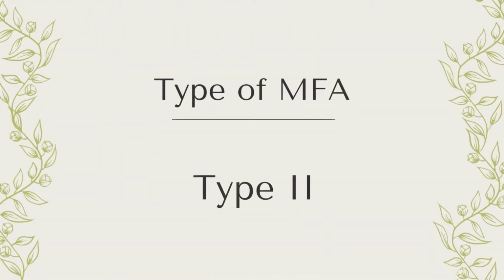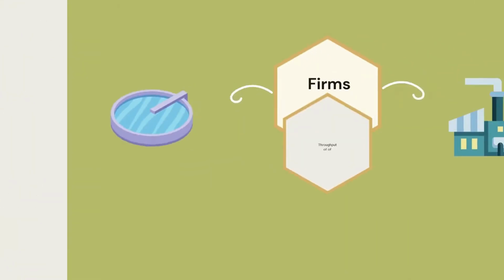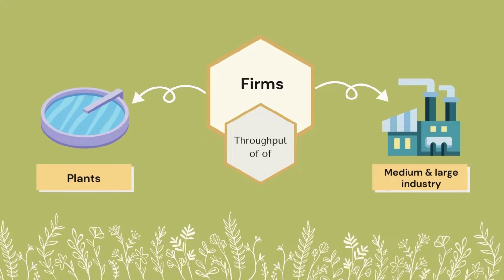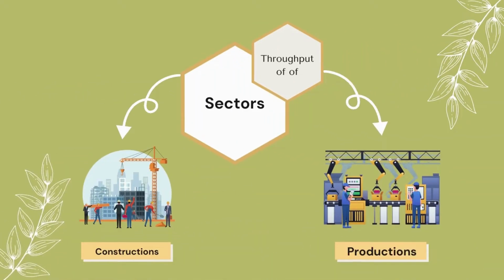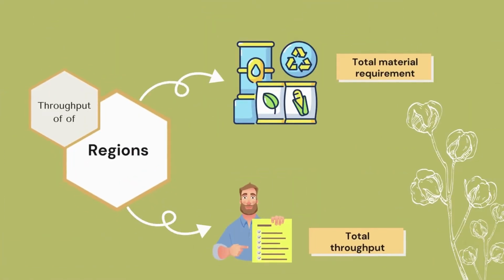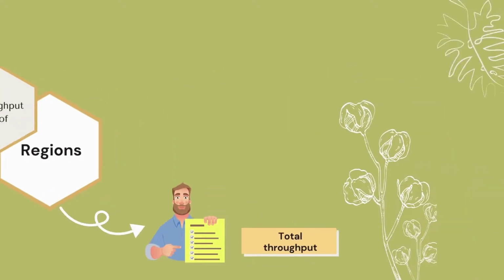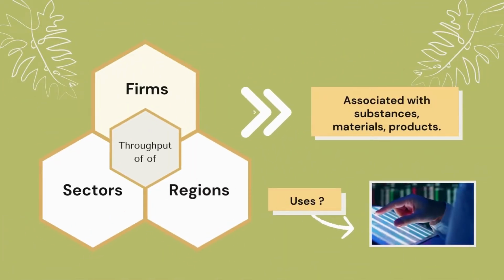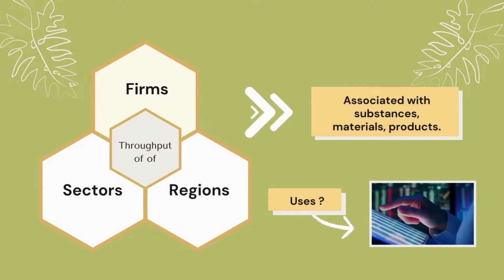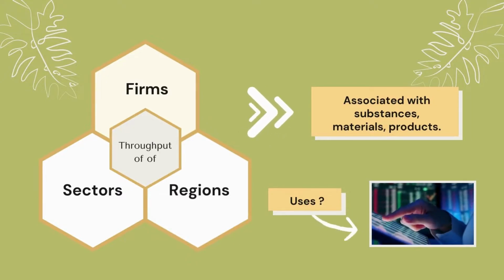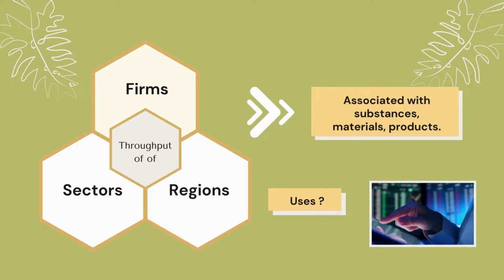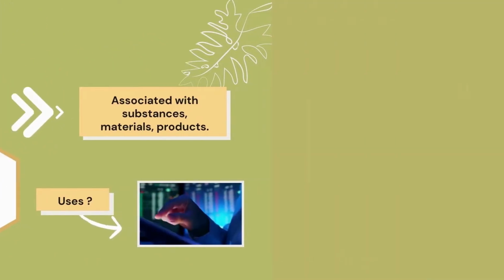As for the Type 2, it is a throughput of firm, sectors, and region. It includes the throughput of firms such as from the plants and medium and large industries, as well as the throughput of sectors, such as in construction and production, and the throughput of region, such as the total throughput and the total material requirement. It is associated with substances, materials, and products. As a result, Type 2 MFA is usually used in providing the firm environmental performance data.